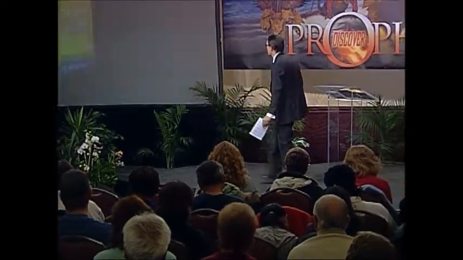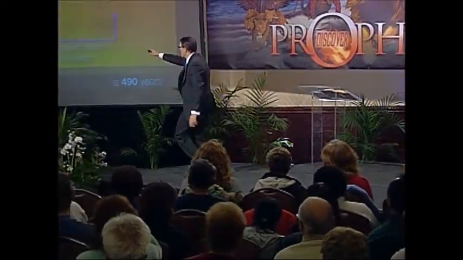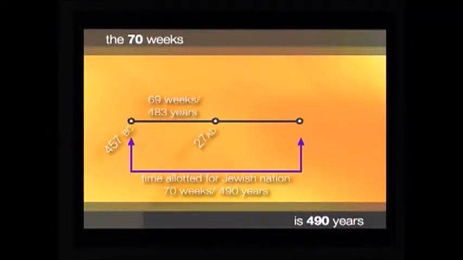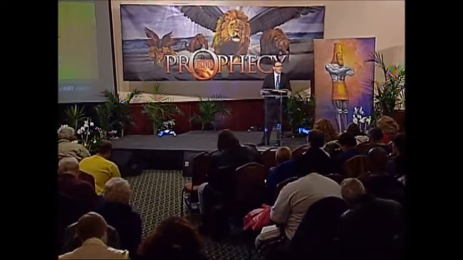It's actually pretty simple. So here we are. Let's put it on the board here so you can see it. We've already been to that slide, so we go to the next slide. Here it is. 457, you move forward 483 years. That brings you to exactly 27 AD. Brings you to what? 27 AD. You write it right in right there. Boom, 27 AD. What happened in 27 AD?